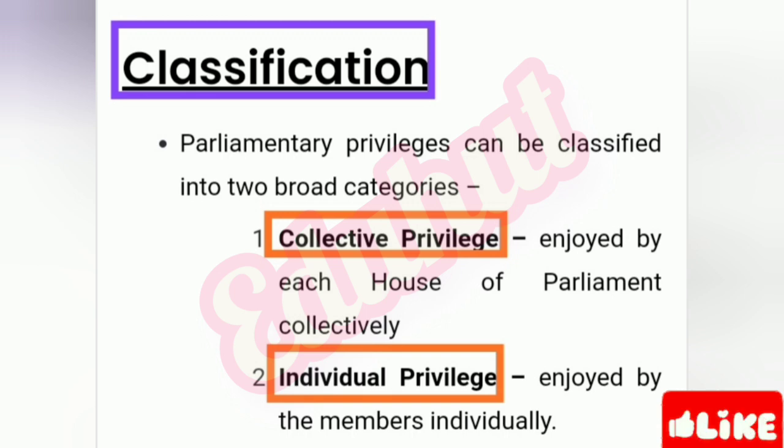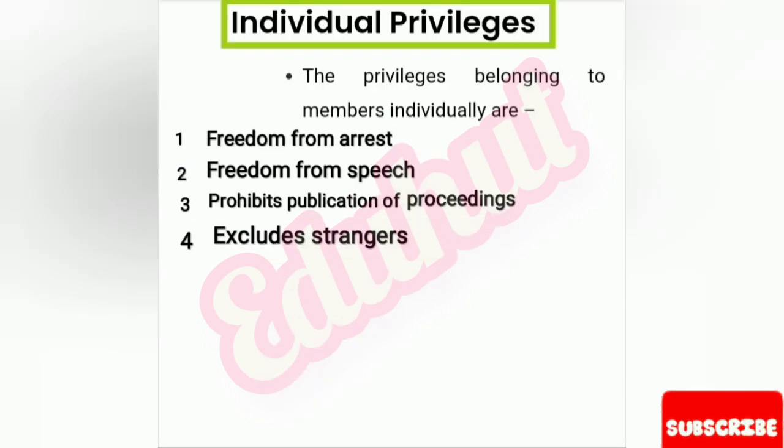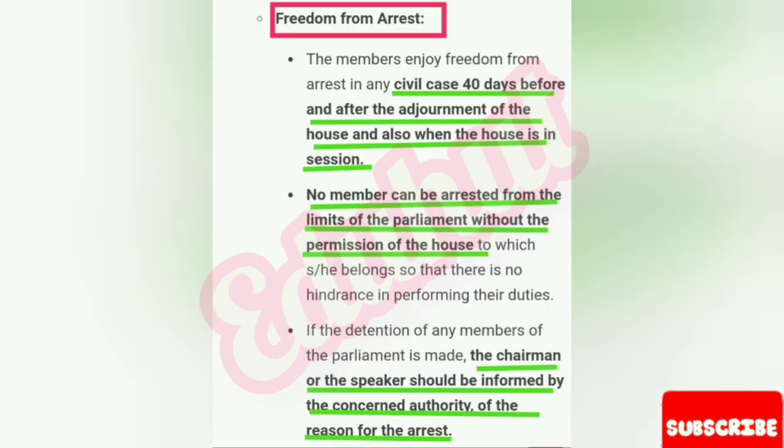Classification. The parliamentary privileges can be classified into two broad categories: collective privileges and individual privileges. Collective privileges are enjoyed by each house of the Parliament collectively, whereas individual privileges are enjoyed by the members individually. Individual privileges belonging to the members individually are freedom from arrest, freedom of speech, the right to prohibit publication of the proceedings, and the right to exclude strangers. Freedom from arrest.